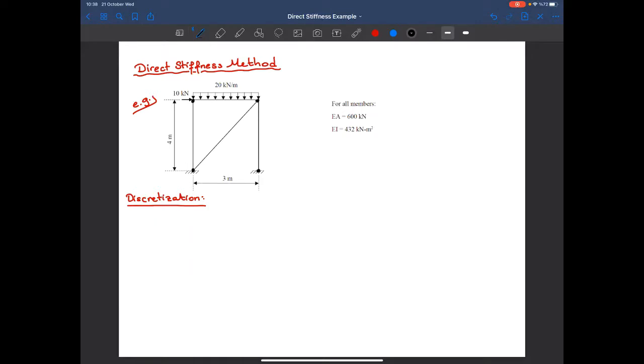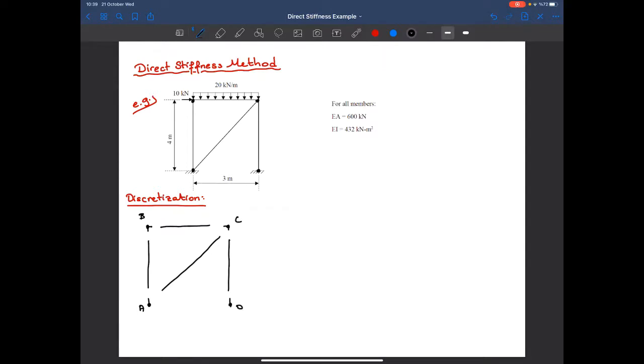and after that the way I look at the structure is as follows. I have a node here, a member, another node, a member, another node, member, another node, and we also have a diagonal member here. Let's give some labels: A, B, C, and D.